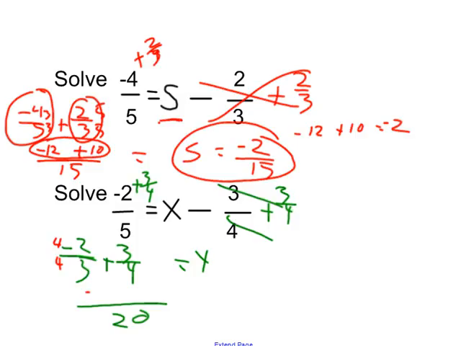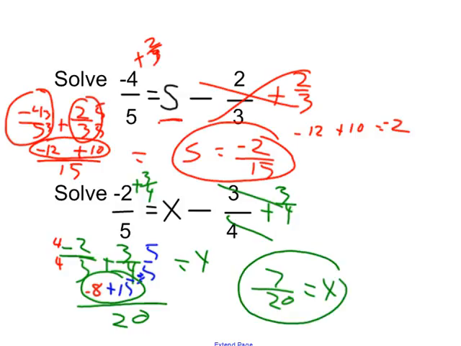4 times negative 2 is negative 8. 4 times 5 is 20, so that keeps my denominator. For this fraction, I need to multiply it by 5 over 5, so I can get 4 times 5 is equal to 20, and 3 times 5 would be 15. So I've got a negative 8 plus 15 over 20. Negative 8 plus 15 is equal to 7. 7/20 is equal to my unknown, or my x.